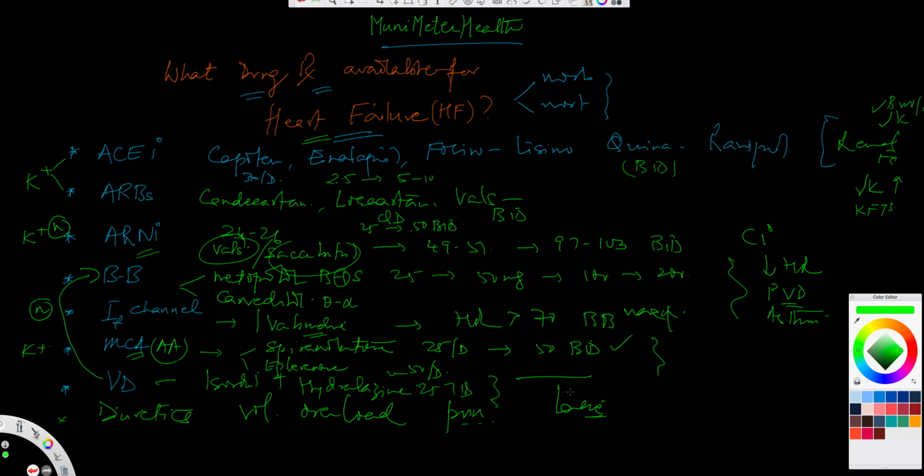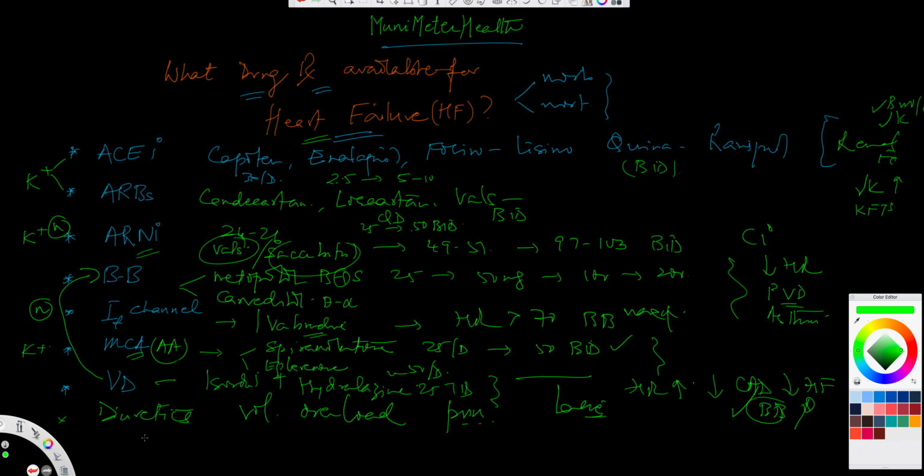Otherwise, there will be reflex tachycardia and the heart rate may increase, and that may compromise the heart failure. It can also worsen your CAD. So it can worsen the CHF, the heart failure, and worsen the CAD if there was no beta blocker being used. So make sure beta blockers are always in place first, and then combine them with the vasodilators.